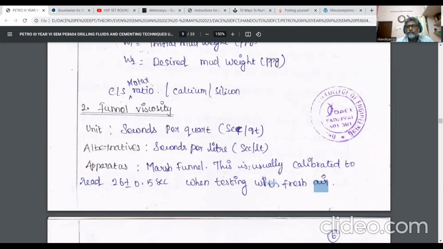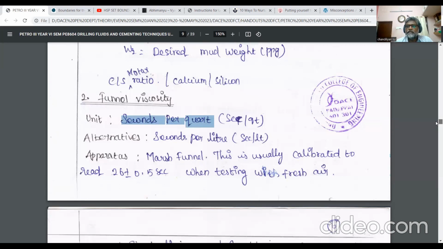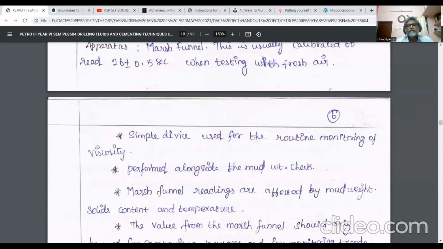When you remove the finger from the down end orifice of the Marsh funnel, start your stopwatch and note the time it takes for the water. For pure water, it takes 26 seconds. For the drilling fluid, it might take more. That is an indication of how many seconds per quart. A quart is the size of the funnel, the dimension given by the standard bodies API and ASTM. It is a simple device used for routine monitoring of viscosity.